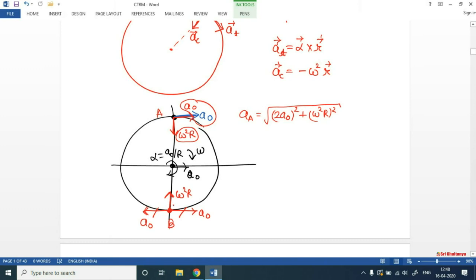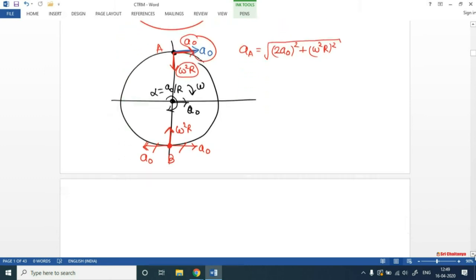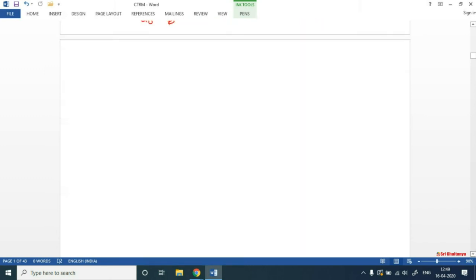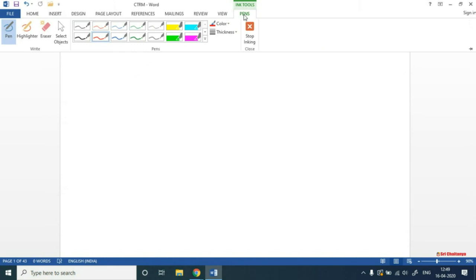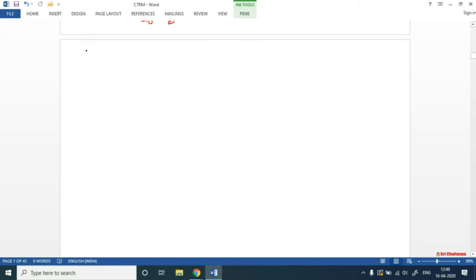So that is how we can find out the acceleration of any point on the rigid body if it is having combined translational and rotational motion. So now let's discuss how we can write the expression for kinetic energy of a rigid body in combined translational and rotational motion.